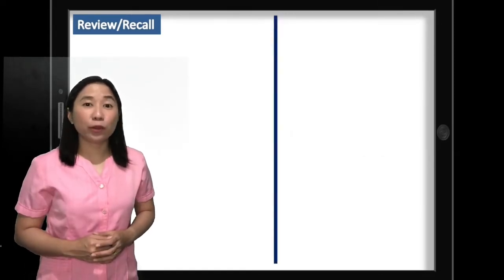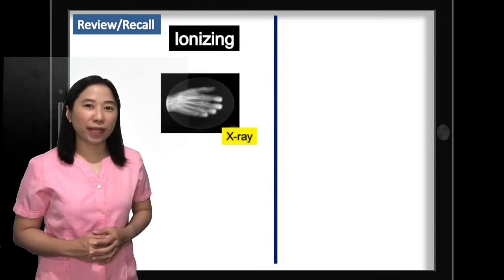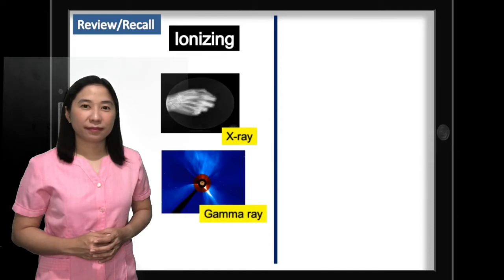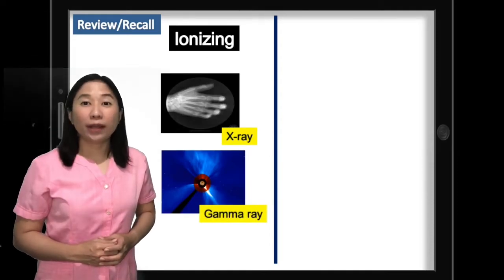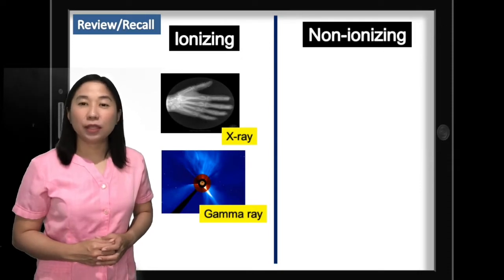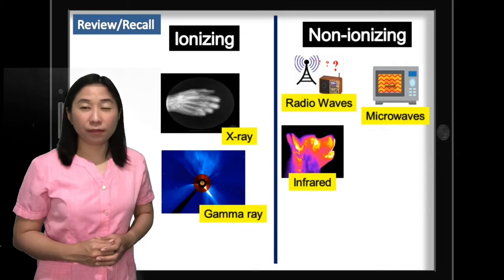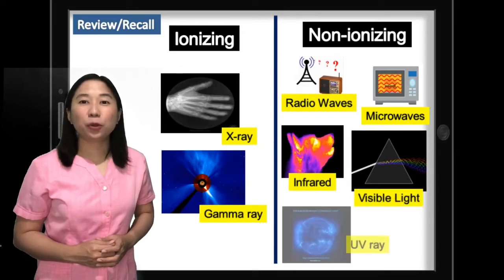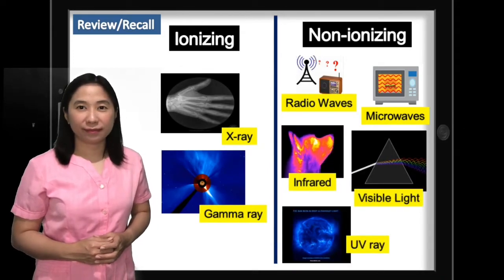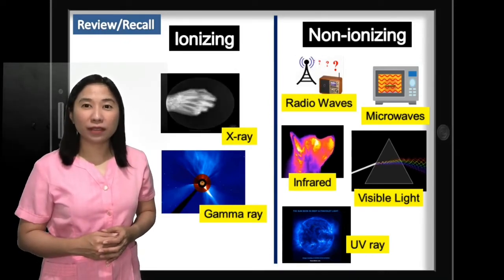That's why EM waves with more energy can be classified as ionizing radiation. Examples of these are X-rays and gamma rays. While EM waves with less energy are called non-ionizing radiation, just like radio waves, microwaves, infrared, visible light, and ultraviolet rays. Let's learn more of the uses and effects of these EM waves in our lives.